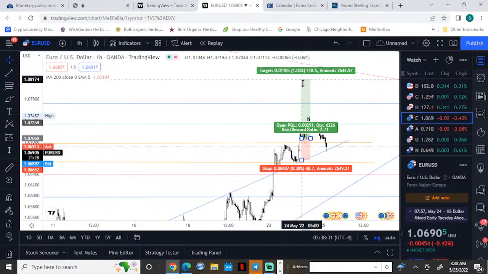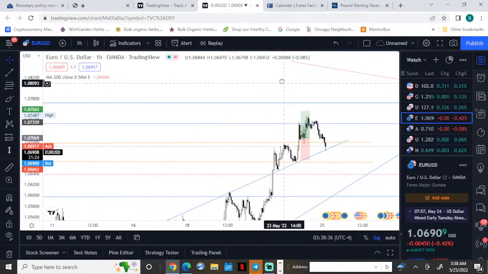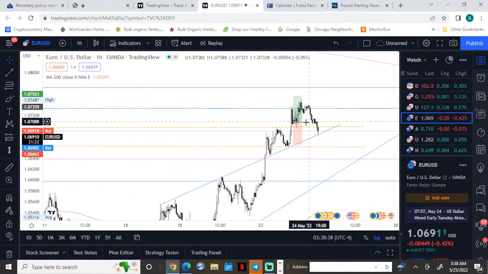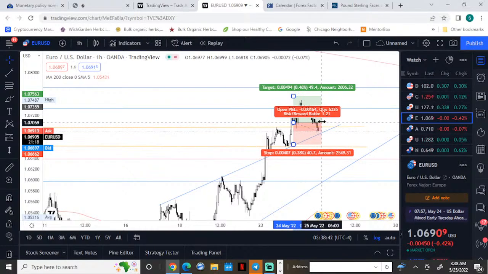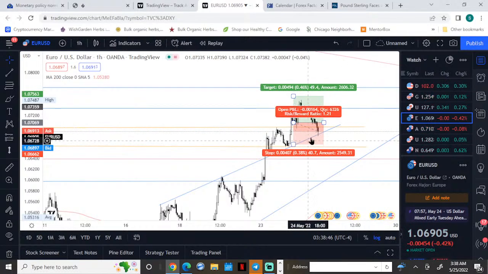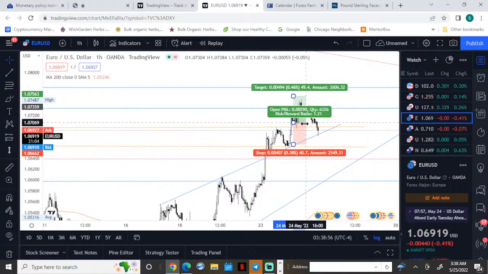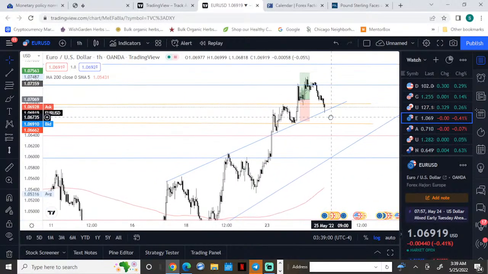So I'm going to bring this down. We did not trade that. Even though if I did, technically it wouldn't have hit stop loss. But if I did, my stop loss would have been at entry, so I got stopped out. I'm gonna move that over.